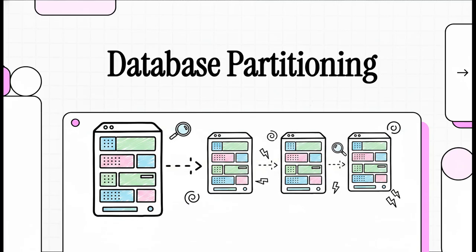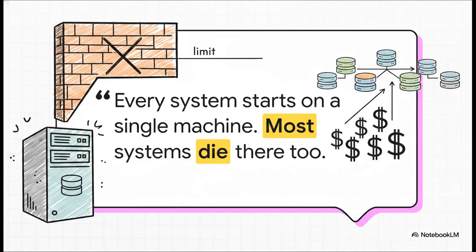Today, we're going to break down one of the most fundamental and honestly most challenging concepts in building massive systems: partitioning. This is the secret sauce that lets the world's biggest databases handle data that simply can't fit on one machine. The real question isn't if you'll need to do this, it's when, and more importantly, how you'll do it without breaking everything.